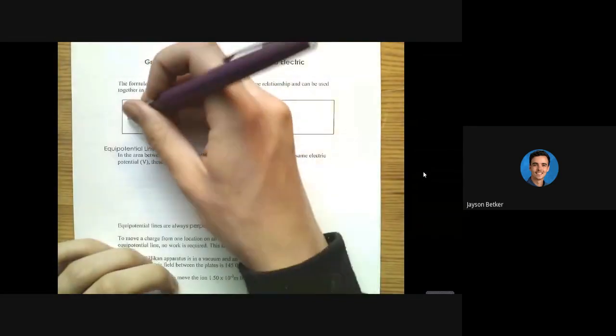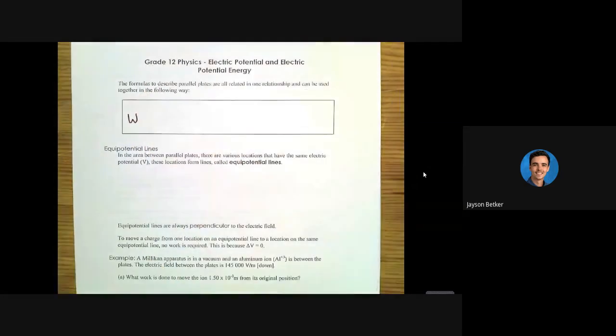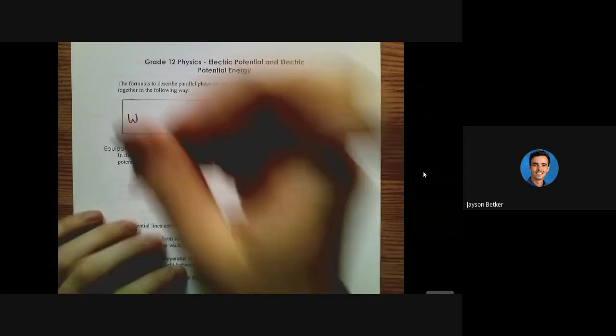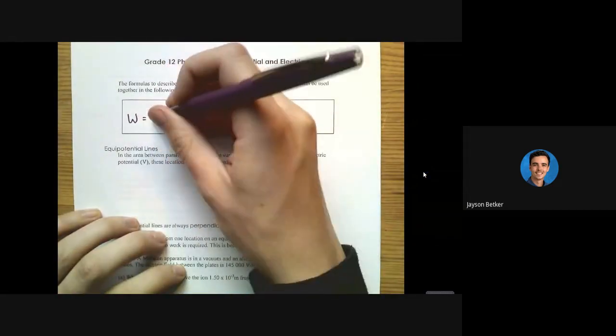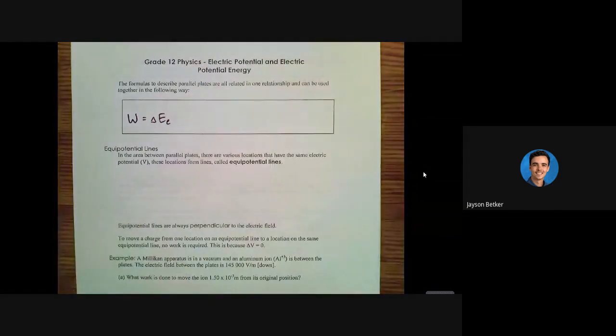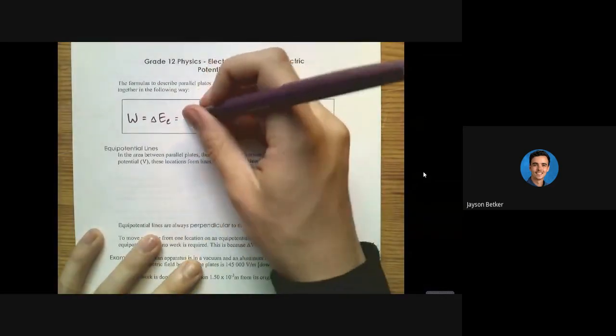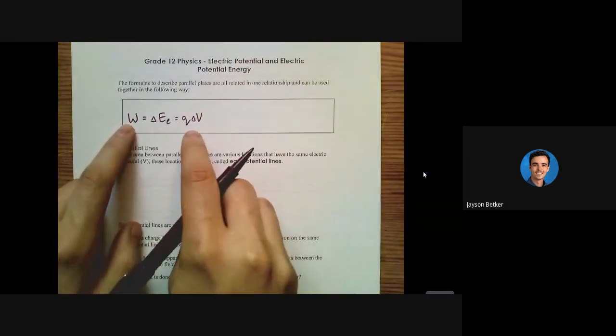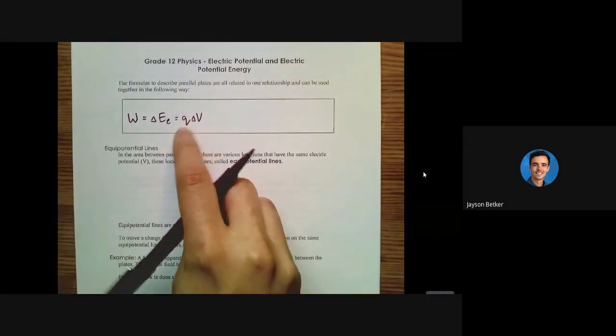So work. Work is defined as the change in energy, right? The change in the electric potential energy in this unit. And electric potential energy, we've seen in the past already, is equal to the charge multiplied by the potential difference. So that means, therefore, that work is equal to the change in potential, or the potential difference, multiplied by the charge.